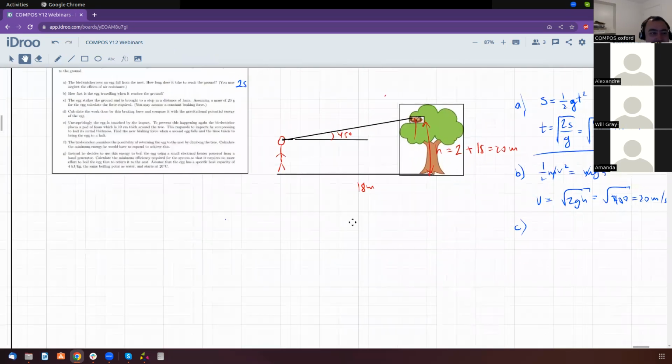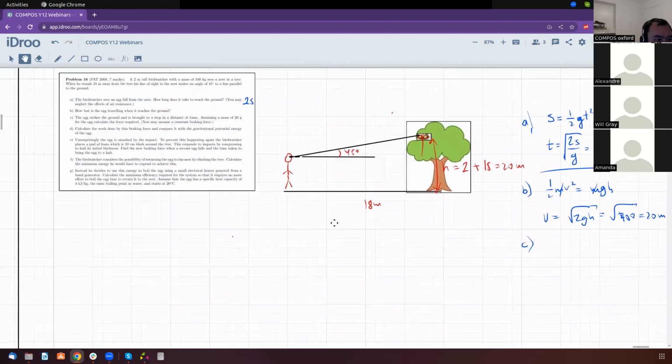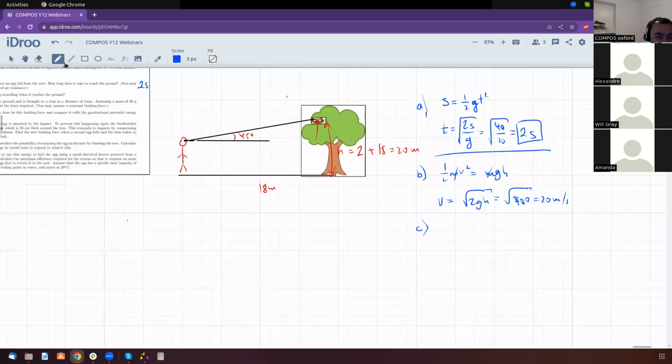Right. C: the egg strikes the ground and is brought to a stop in a distance of 1 millimeter. Assuming a mass of 20 grams for the egg, calculate the force required. Right. So we have an egg traveling at 20 meters per second and has to stop within 1 millimeter. So force times the distance to stop has to equal the kinetic energy. So that's the work energy principle.